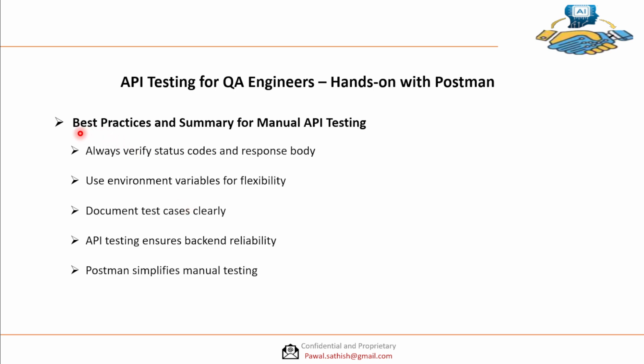So we'll quickly see the best practices and summary for manual API verification. As a QA, we need to verify the status code and the response body as well. We need to use the environment variable, so that we no need to copy and paste or repeat the similar big URL everywhere. And we need to document the test cases clearly. API ensures the backend reliability, so that is the reason API testing is very important.